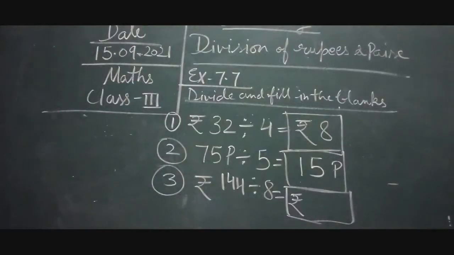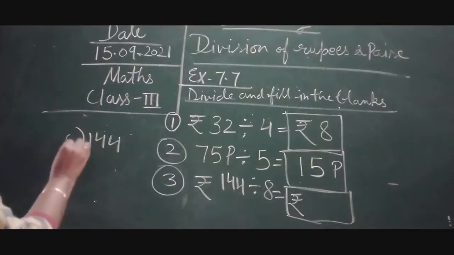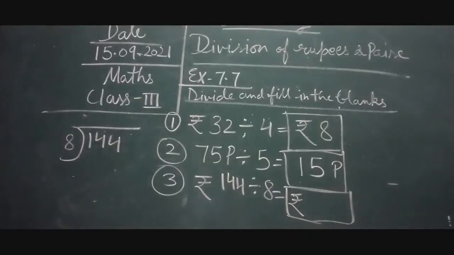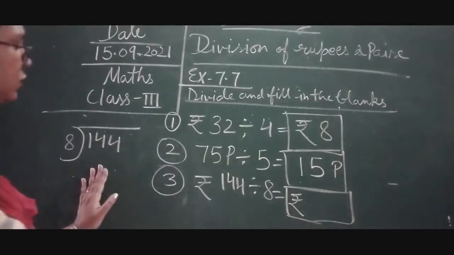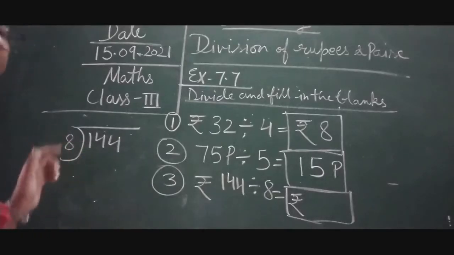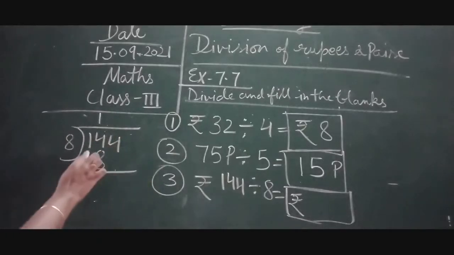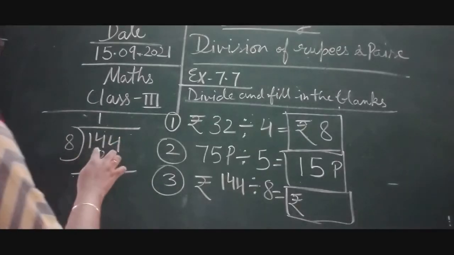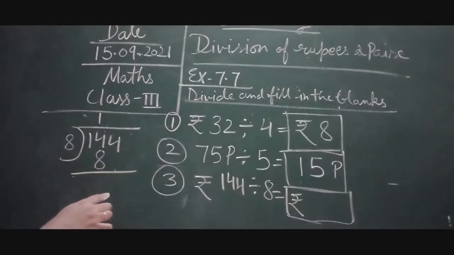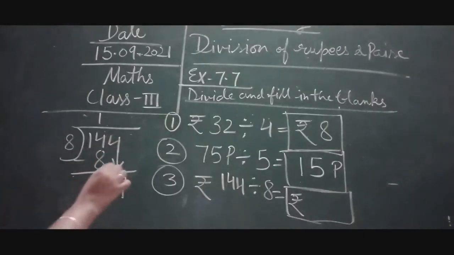144 divided by 8. Okay, so 8 ones are 8, 8 twos are 16. So that is why we will tell the table of 8 one time. So 8 ones are 8, we will write. Now here 14 minus 8, we will get 9, 10, 11, 12, 13 and 14. 6 we will get. Now we have to write 4 over here.